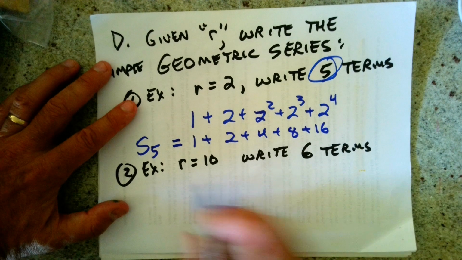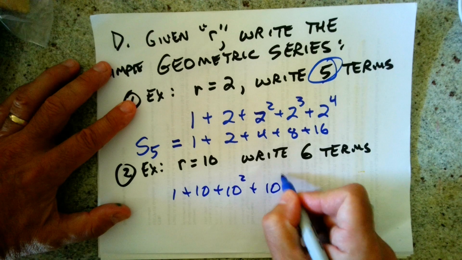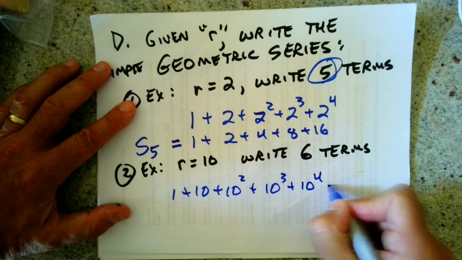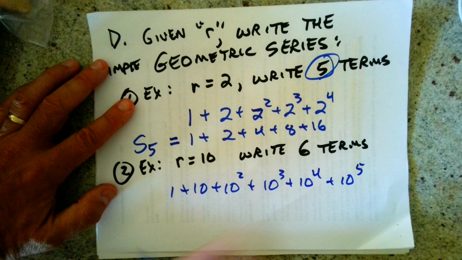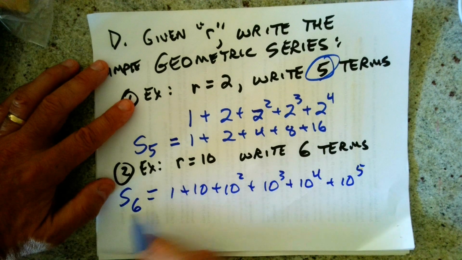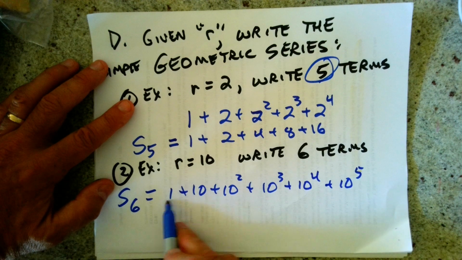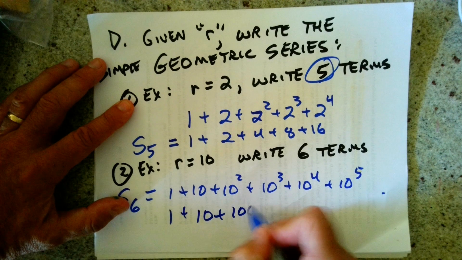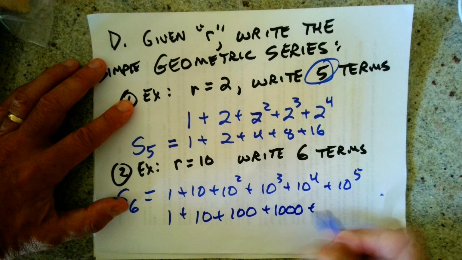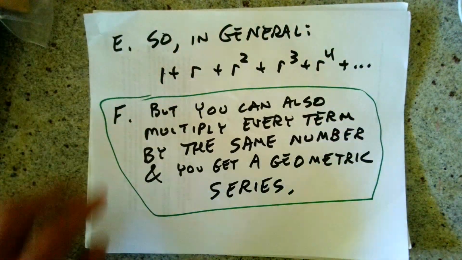Okay? All right, let's try this one. 1 plus 10 squared plus 10 cubed plus 10 to the fourth plus 10 to the fifth. 1, 2, 3, 4, 5, 6. I've written 6 terms. And if I wanted the sixth partial sum, S sub 6, the sum of the first six terms, I'd add all those up. That's pretty easy to see what that would be. We've seen this series before. Plus 1,000, plus, etc.